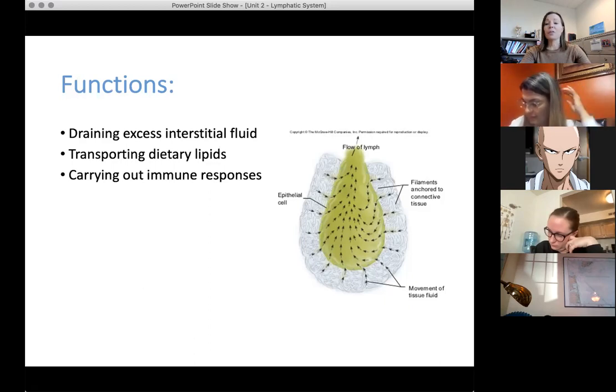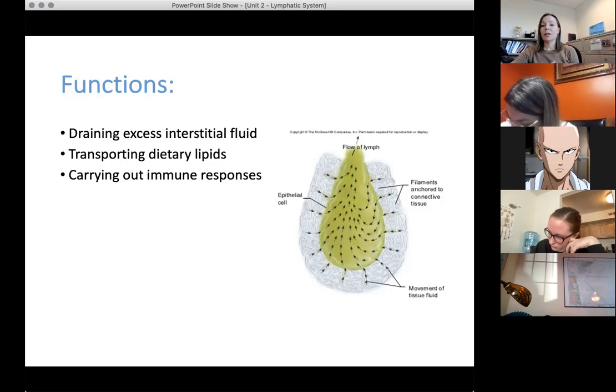And then the third function is to perform immune responses. Lymphoid tissue and the lymphocytes within it. So lymphoid, also known as lymphatic tissue, and the lymphocytes within it, those are a type of white blood cell, which we'll talk about in a minute. So lymphoid tissues and lymphocytes, which are white blood cells, initiate a response to abnormal cells.